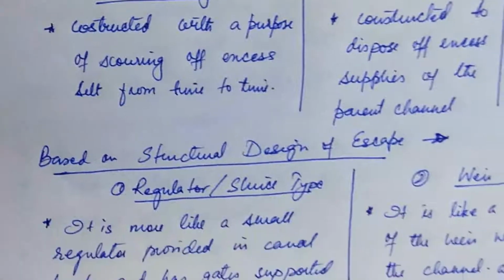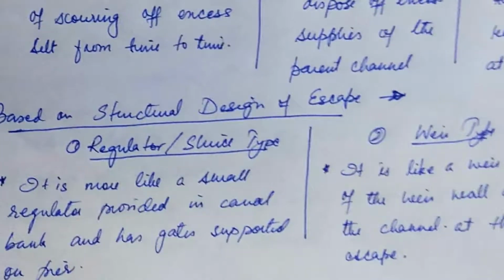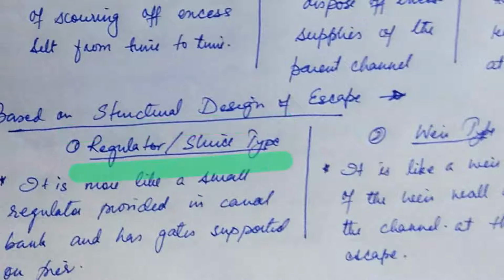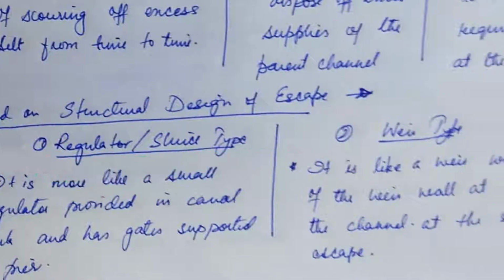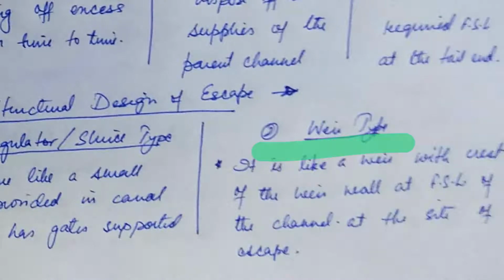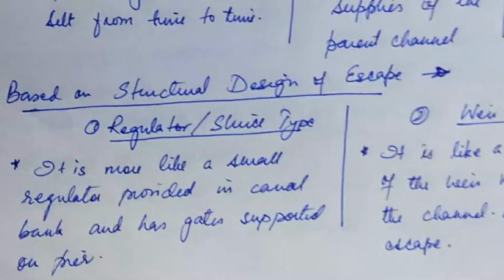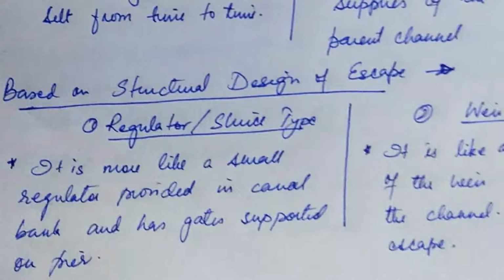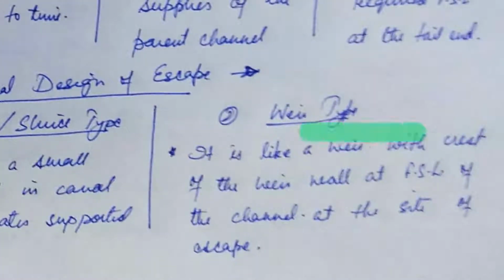Based on the structural design of the scape, we have divided it into two types. One is the regulator or sluice type, and the other one is the weir type. We call it a regulator or sluice type when it is more like a small regulator provided in the canal bank and has gates supported on piers. The weir type is more like a weir with the crest of the weir wall at the FSL of the channel at the site of the scape.